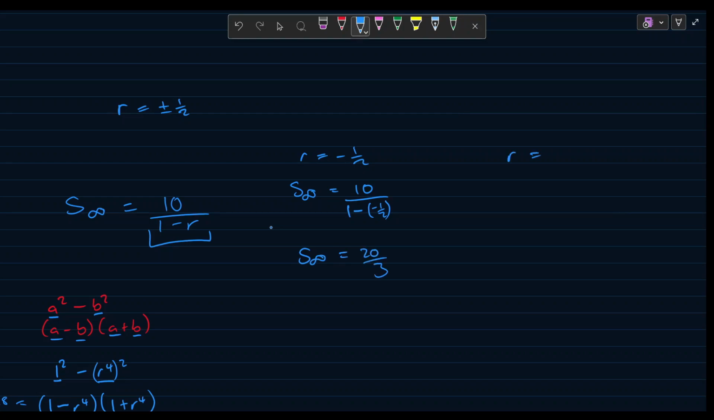So our sum to infinity is 20 over 3. And then at r is a positive half, you get that your sum to infinity is equal to 10 over 1 minus 1 over 2. So the sum to infinity is going to be 10 over half, so that's 20. These are our two possible values for the sum to infinity.